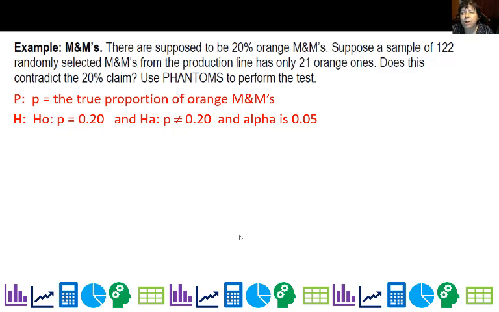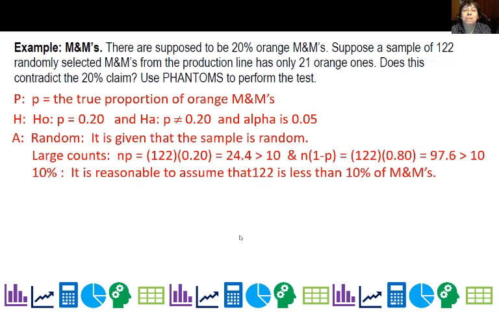And since we just want to contradict the claim, we're not really saying greater than or less than. We're just going to go with the not equals form, so this is a two-sided test. I'm going to go ahead and list the alpha here because I always like to do it before I get into other things. That is going to be 0.05 because we weren't told anything else and there's no reason to assume otherwise. In theory, you could give me a different alpha and I would have to do all the math to go with your alpha. Luckily, it's pretty easy. It comes in at the end.